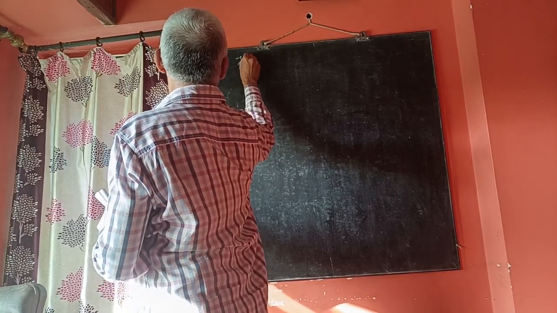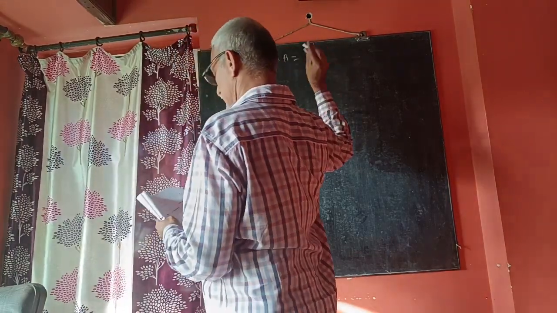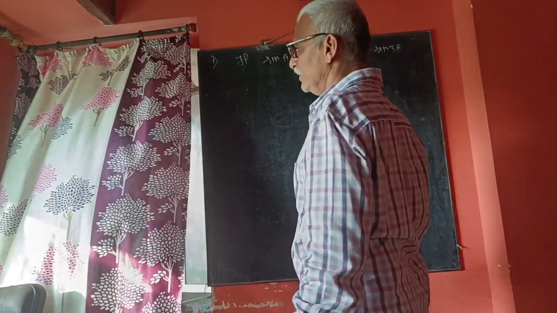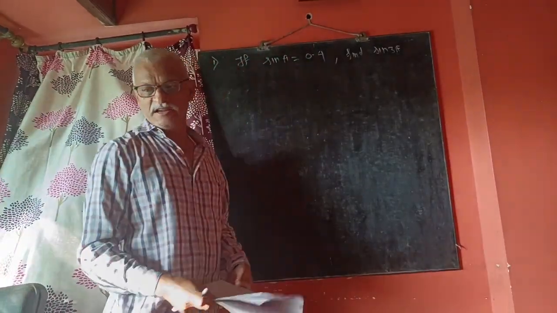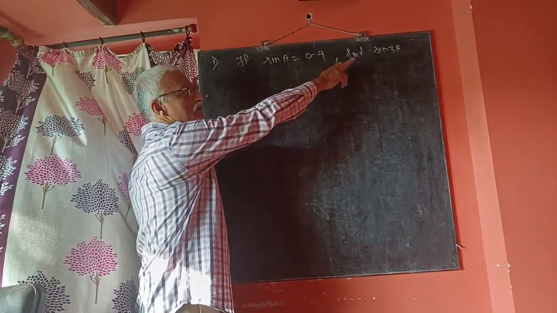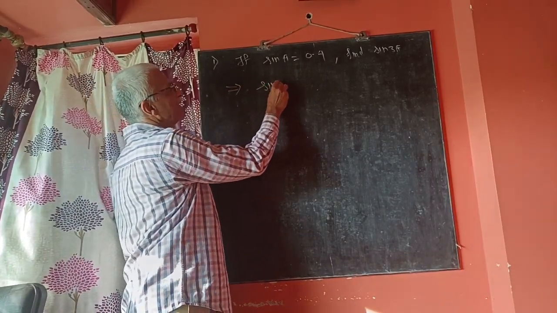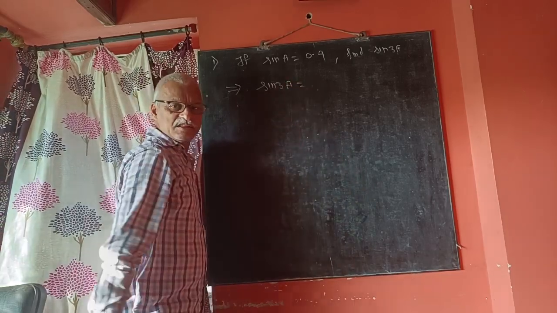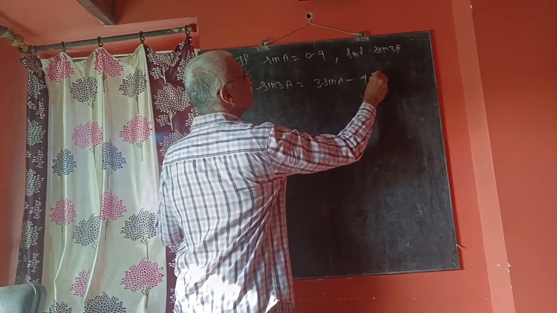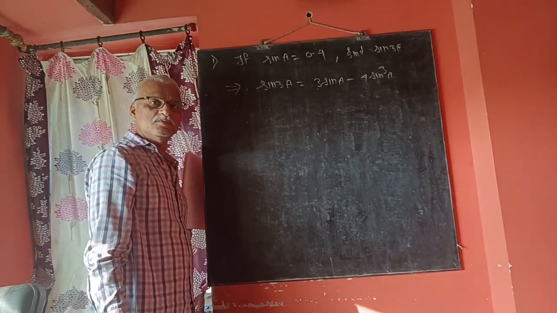First problem: if sin a is equal to 0.4, find sin 3a. Now sin 3a means first you have to put the formula of sin 3a. The formula for sin 3a, which we just wrote, is 3 sin a minus 4 sin cube a.